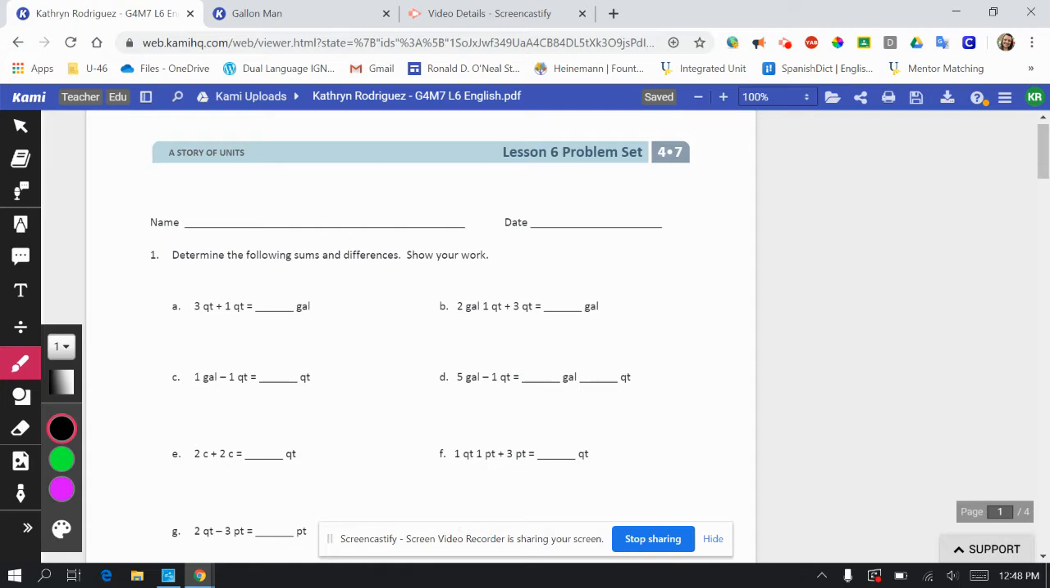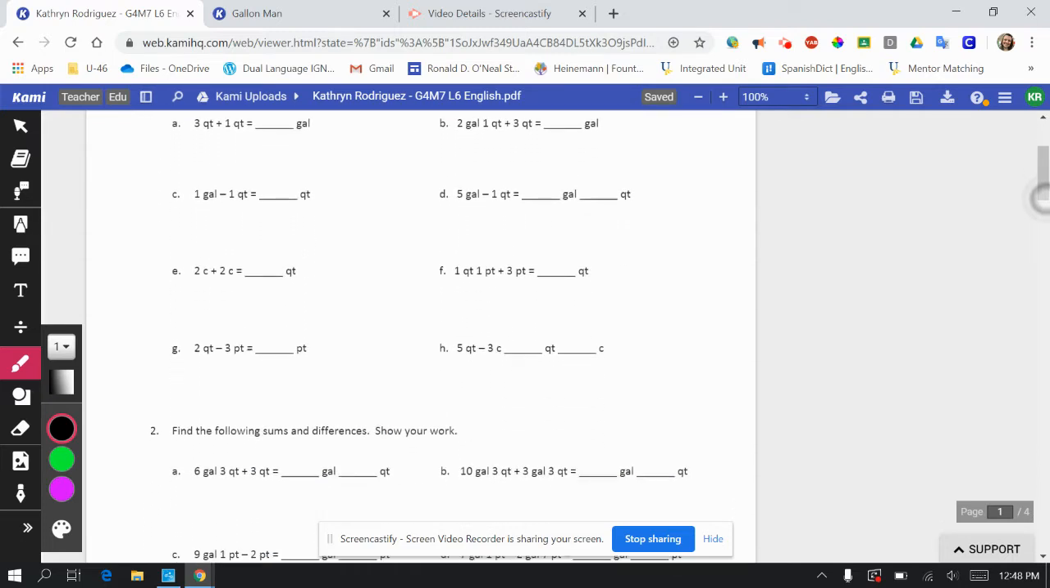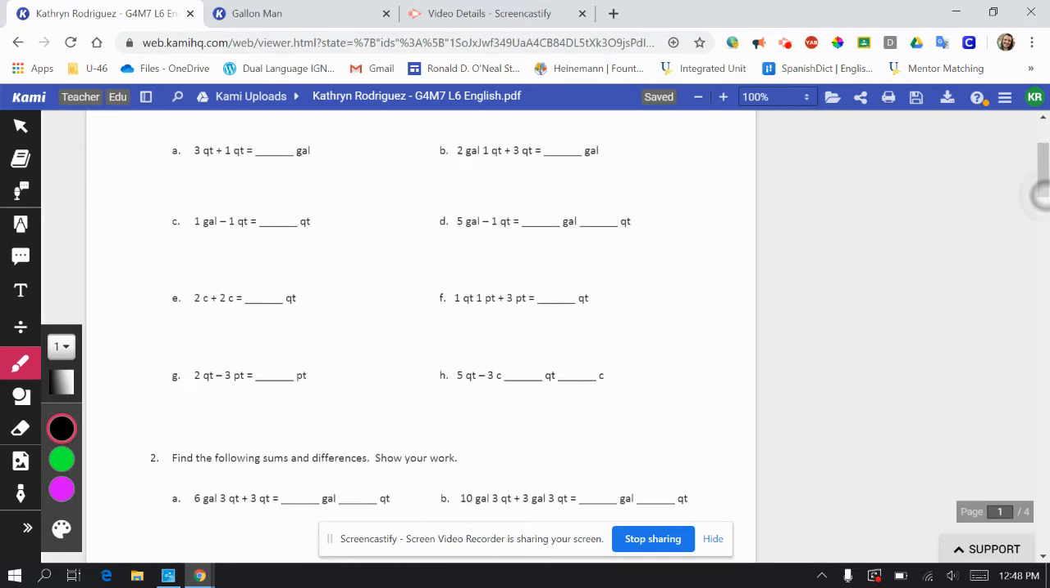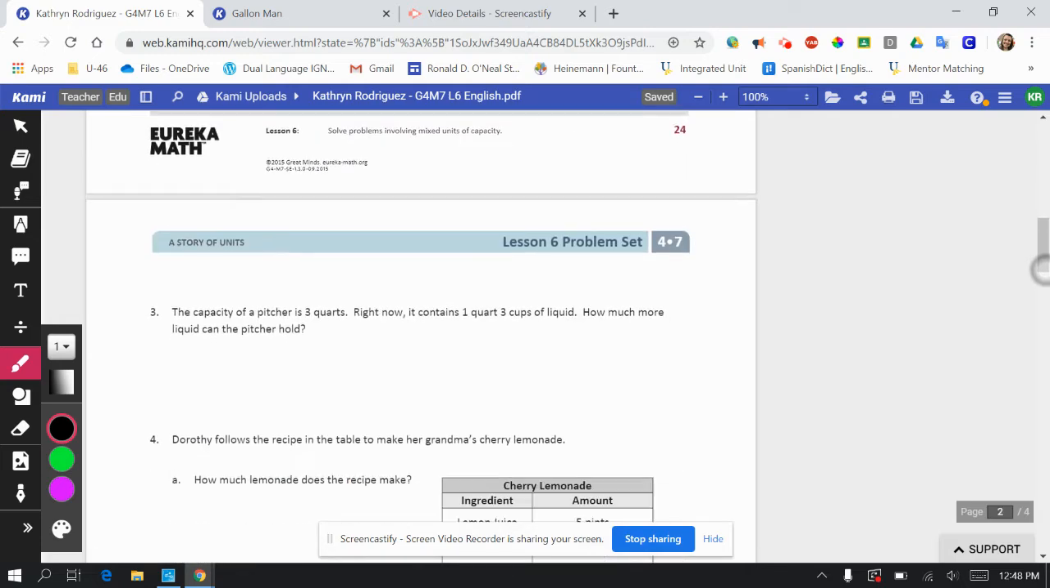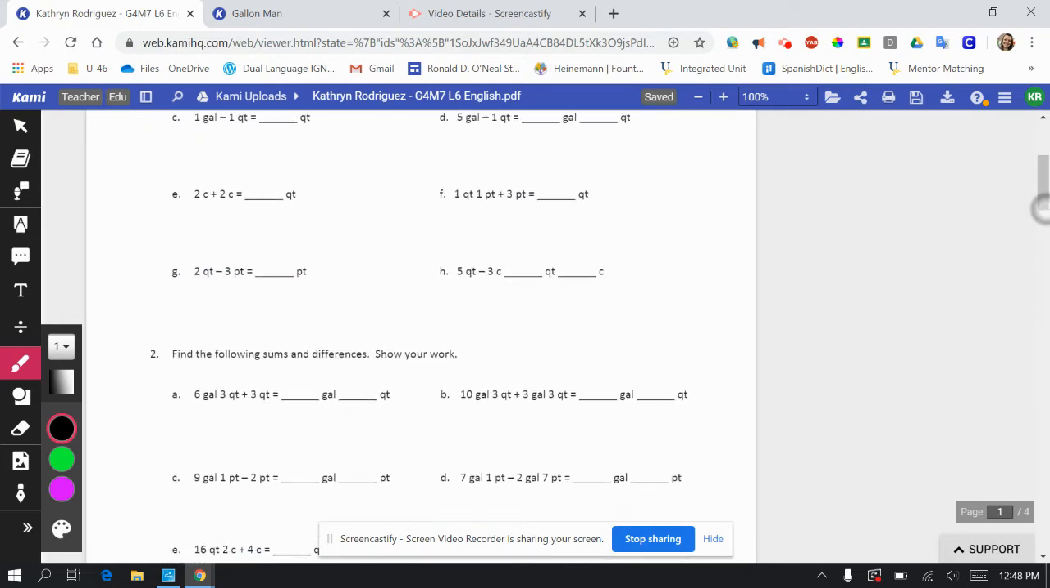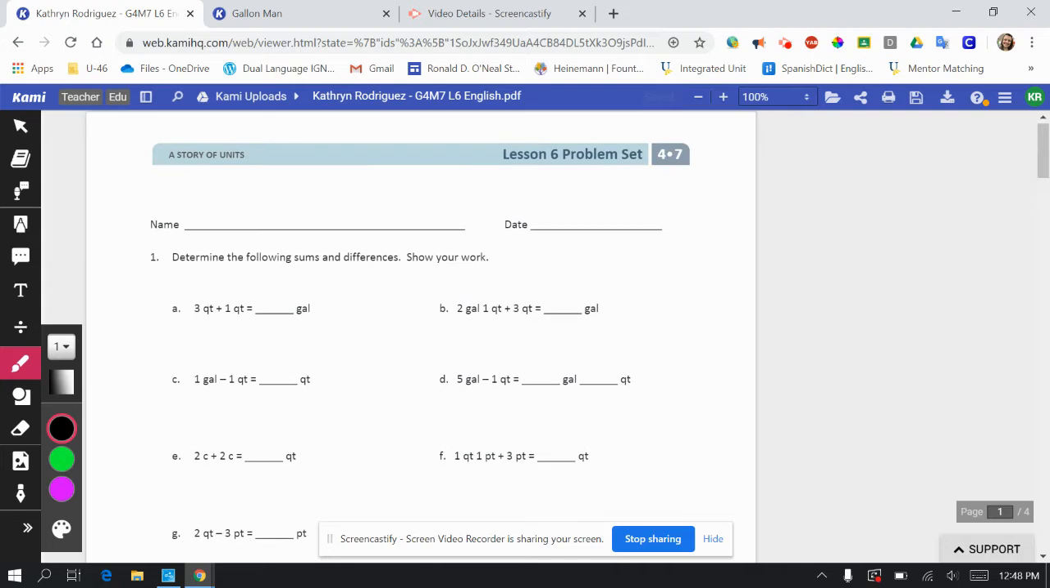Without further ado, we will get started on number 1. I'll let you know ahead, we will do a few on number 1, we'll do a few in number 2, and then we'll jump on to number 3 and 4, okay? So let's get started. I'm going to do these top 4 examples, and then we'll move on to number 2.